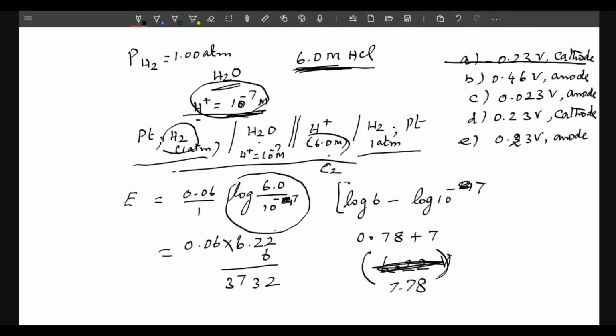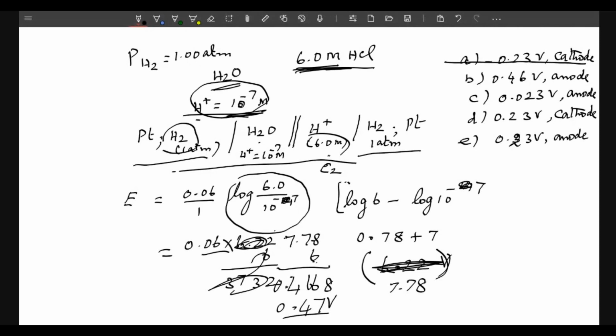It is 7.78 into 6. Multiply it. 0.46 should be there. Therefore, if you multiply this, you will get 4.6. This is 2 decimal. Therefore, the correct answer is 0.47 volt.